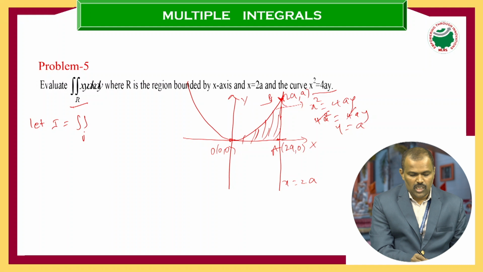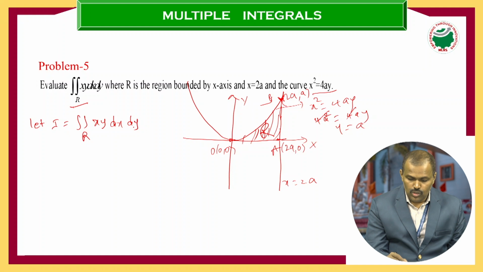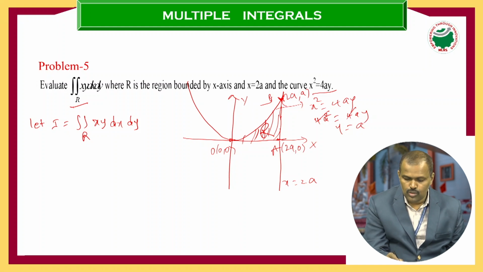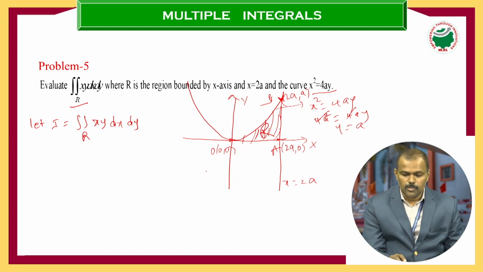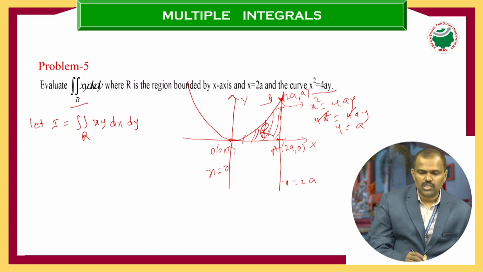I am writing the limits. X is equal to 2 root ay is the lower limit, and this is the upper limit. X is running from this to this. Already I said x is horizontal, so it moves from this to this. So x is equal to 2 root ay to x is equal to 2a. These are the x limits.